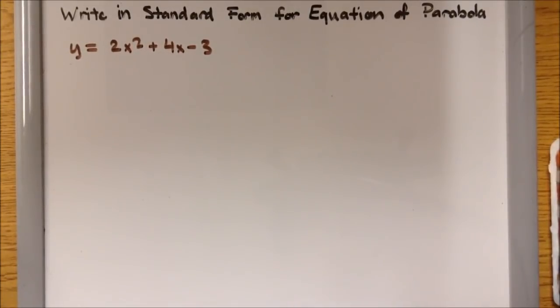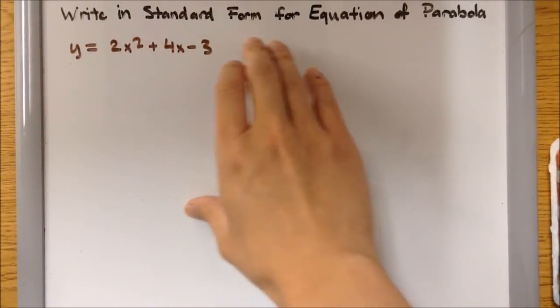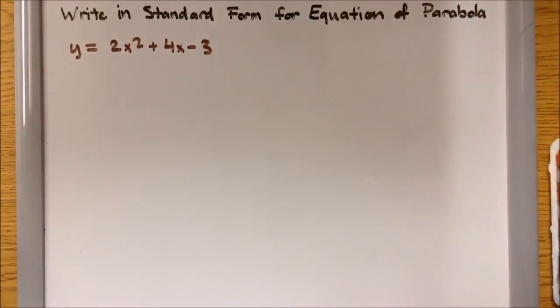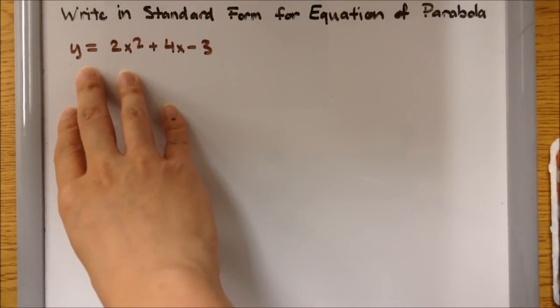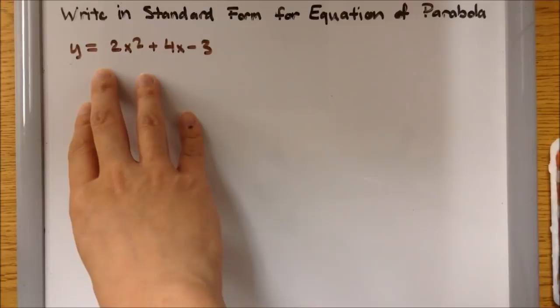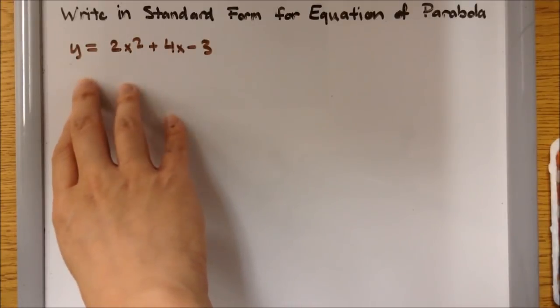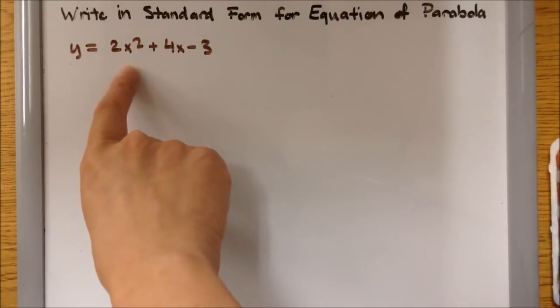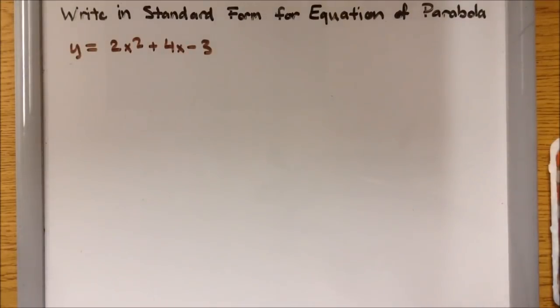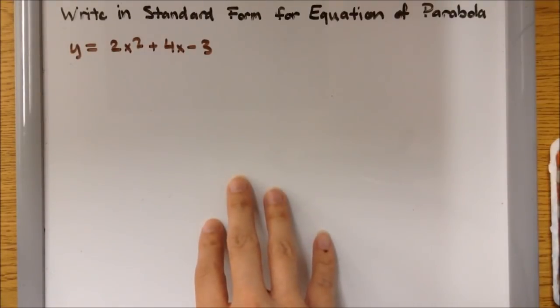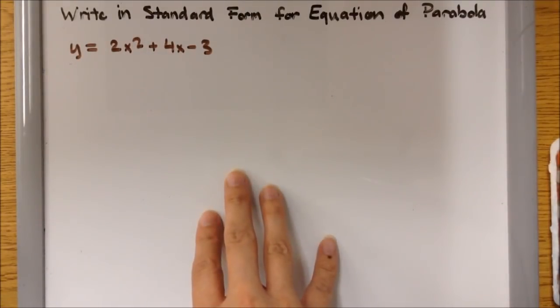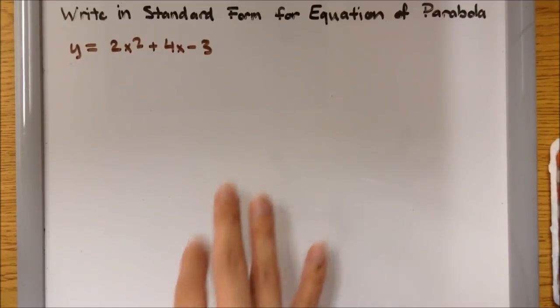In this video, we're going to cover how to write in standard form for the equation of a parabola, given this example. So when you have an equation in the form of y equals 2x squared plus 4x minus 3, and it asks you to write it in standard form, that means that in the process, you're going to be completing the square. And I'm going to show you how to use completing the square. It's the same process as what was covered in Algebra 2.